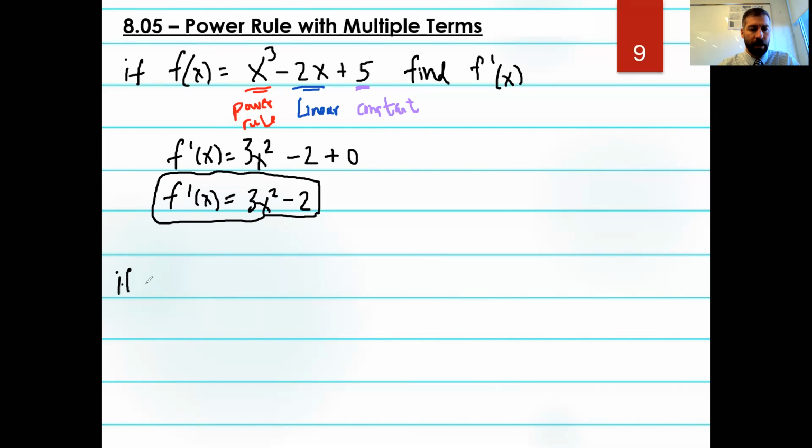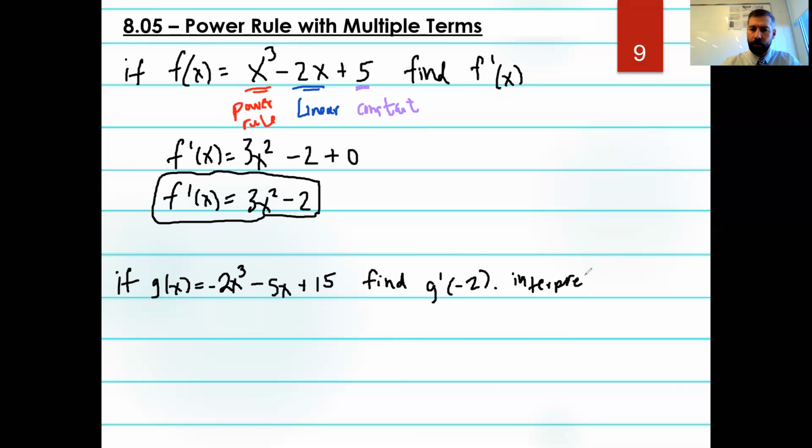One more example. Let's say g of x equals negative 2x to the third minus 5x plus 15. We're going to find g prime of negative 2, and then we're going to interpret our answer, just because we should know what that actually tells us about our function.